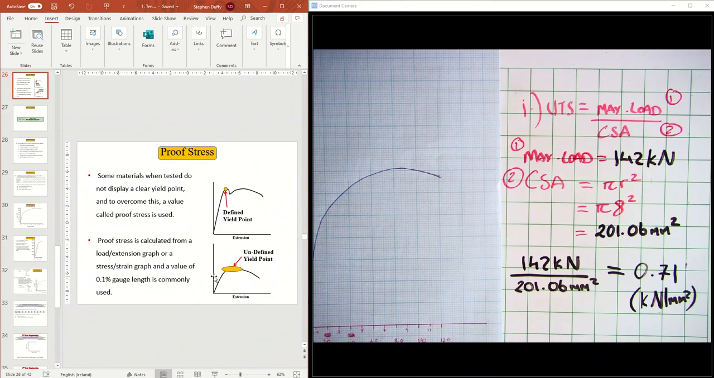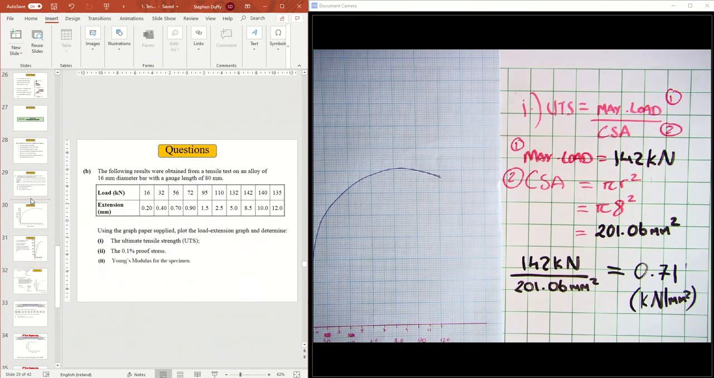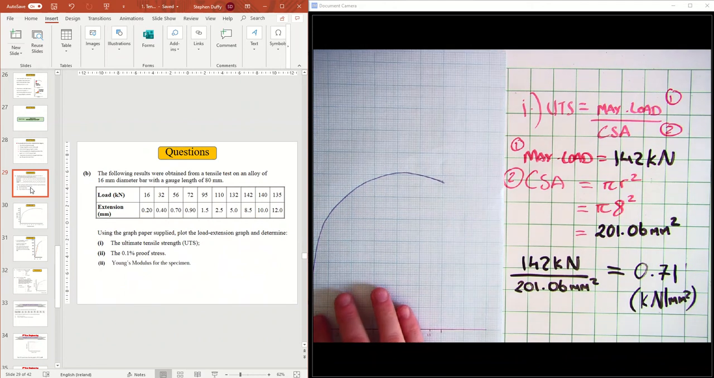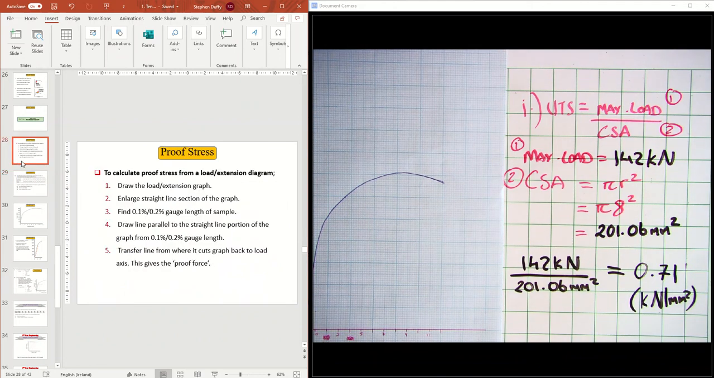What is the yield point? Well, the yield point is the change from the elastic region of the graph to the plastic region. Basically after the yield point, plastic deformation will start to occur. Okay, so finding the yield point, or finding the proof stress.